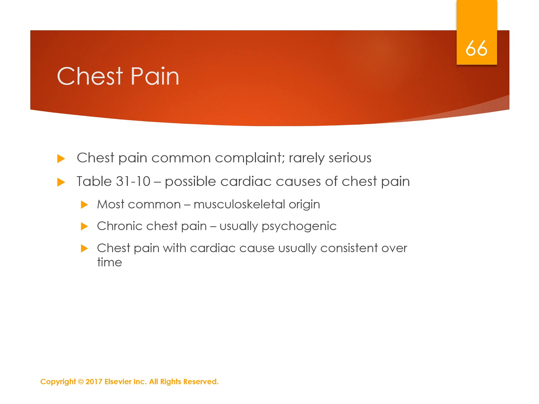It should actually be table 31-9 is the cardiac causes of chest pain and associated findings for pediatric patients. That's on page 782 in your book, and it lists all of the possible cardiac causes. The most common cause of chest pain in children is musculoskeletal in origin, and it's usually going to be like costochondritis. So it's usually that they've pulled a muscle in their chest wall. Chronic chest pain is usually psychogenic, and chest pain with a cardiac cause is usually going to be consistent over time.